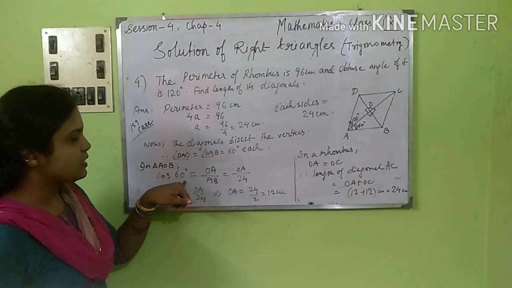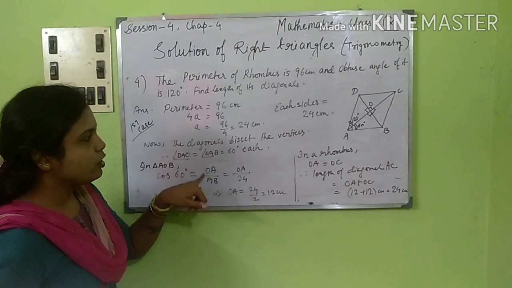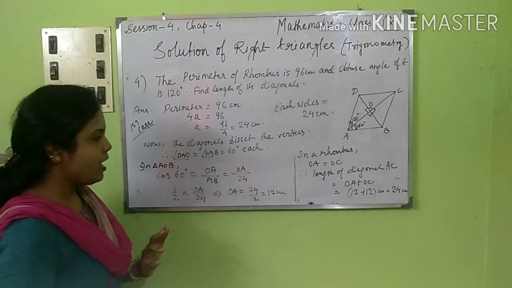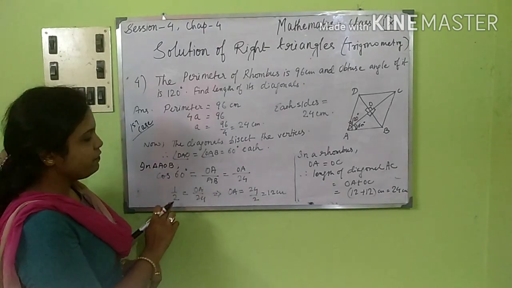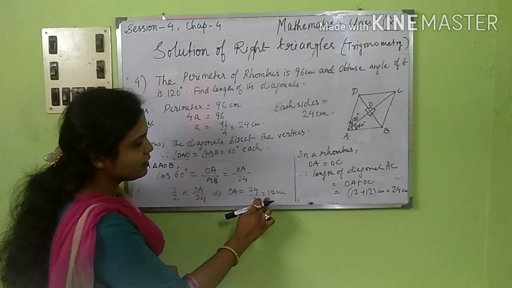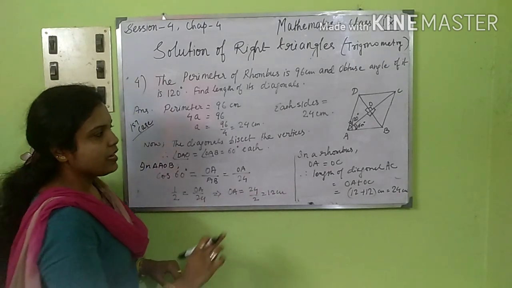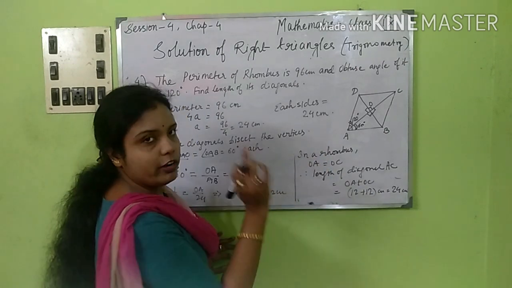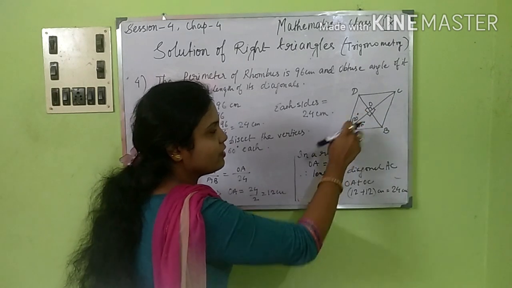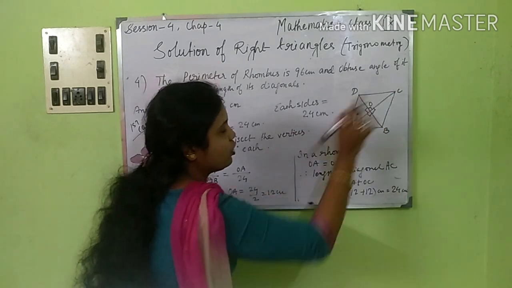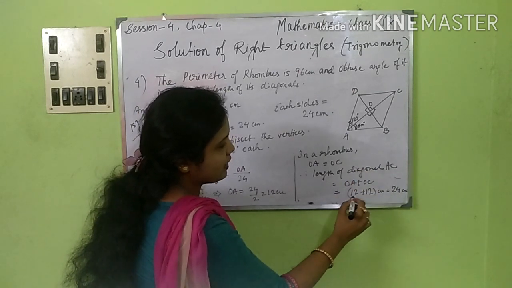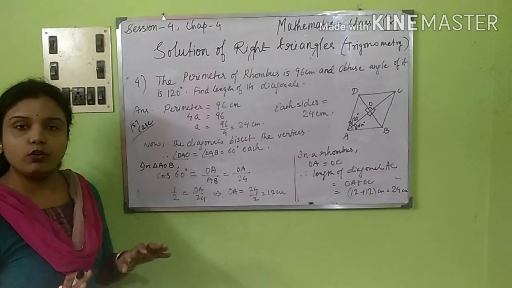So I have taken cos 60, that is base by hypotenuse, that is OA by AB, that is equal to OA by 24. Now cos 60 is half, equal to OA by 24. So OA is equal to 24 by 2, that is 12 centimeter. Now in the rhombus we know, as we have already spoken about, the diagonals bisect each other, therefore OA is equal to OC. So the length of the diagonal AC is OA plus OC, that is 12 plus 12, that is 24 centimeter.